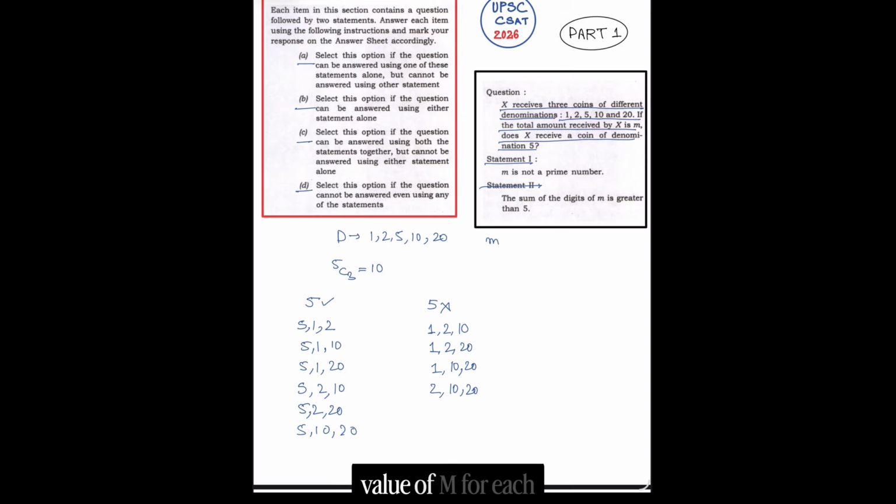Now let us calculate the value of M for each combination. So M is the sum of all the coins. 5 plus 1 plus 2 gives us 8. This gives us 16, 26, 17, 27, 35, 13, 23, 31 and 32. Now that we have all the possible values of M, let us test the statements.